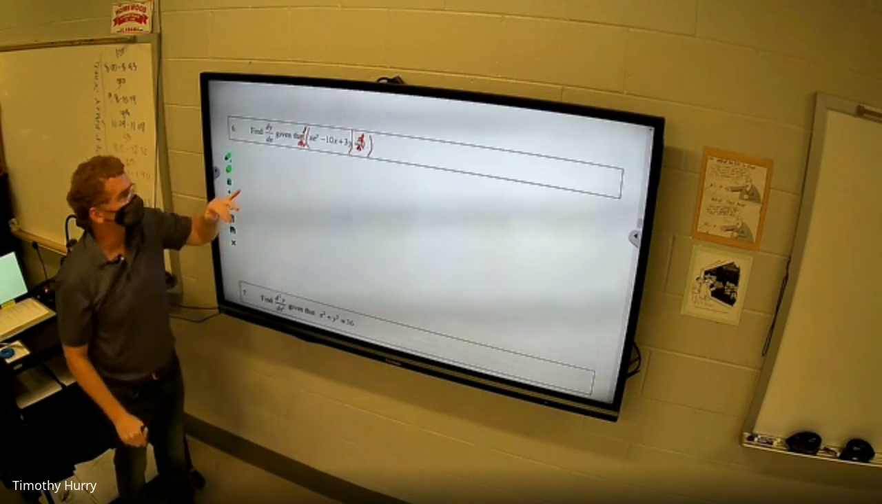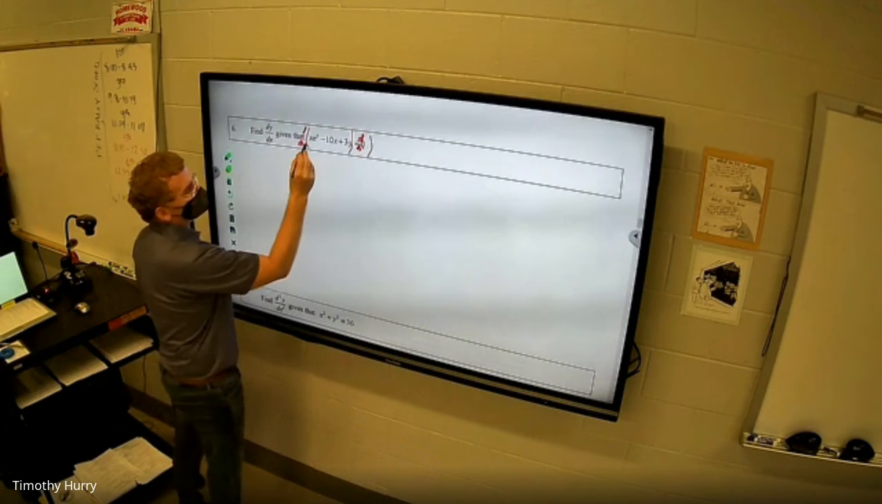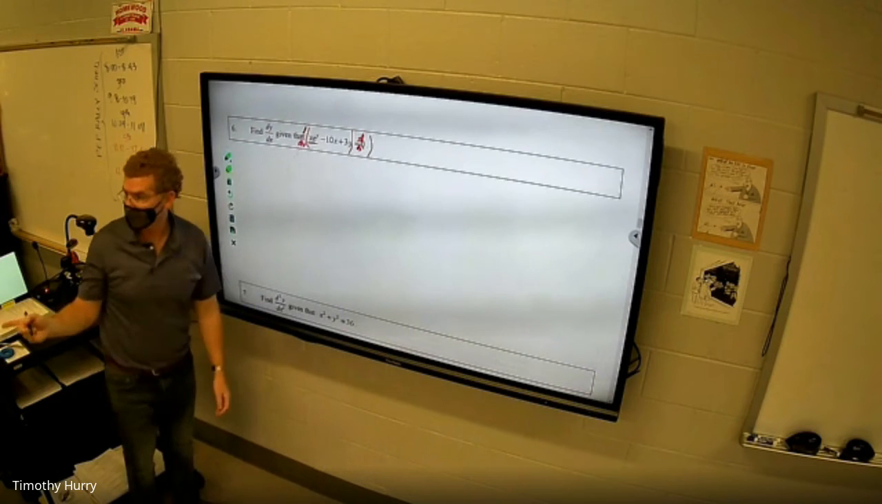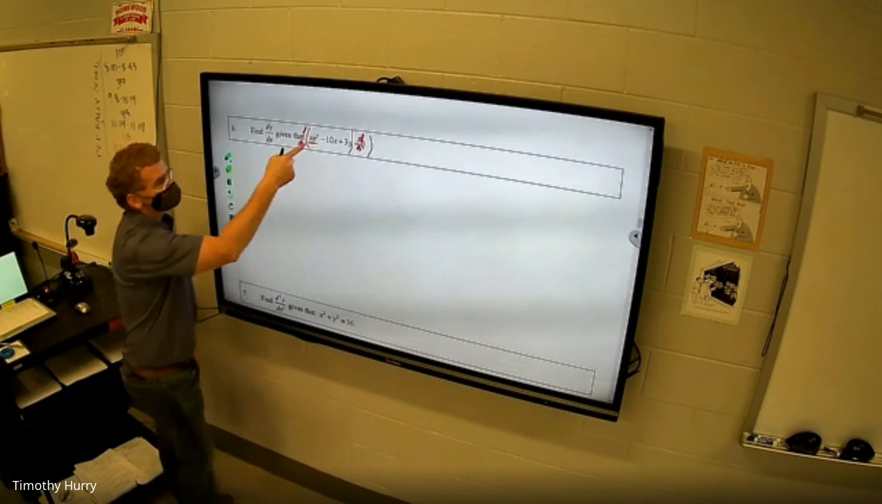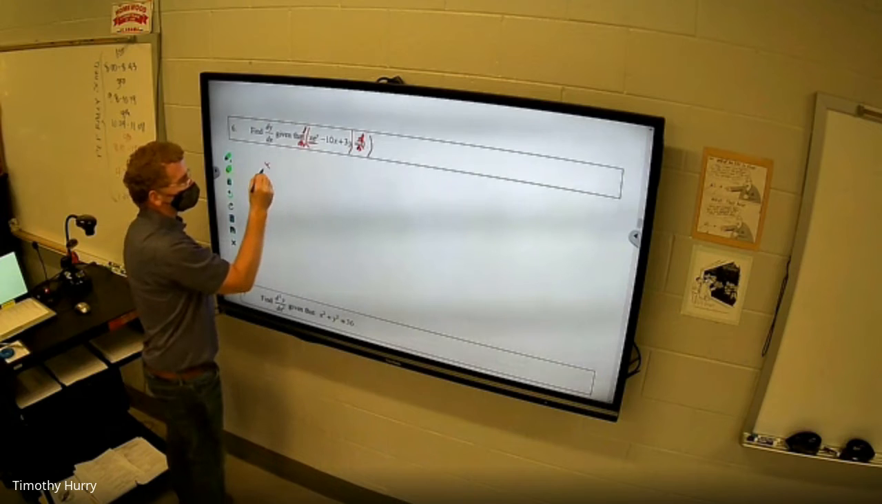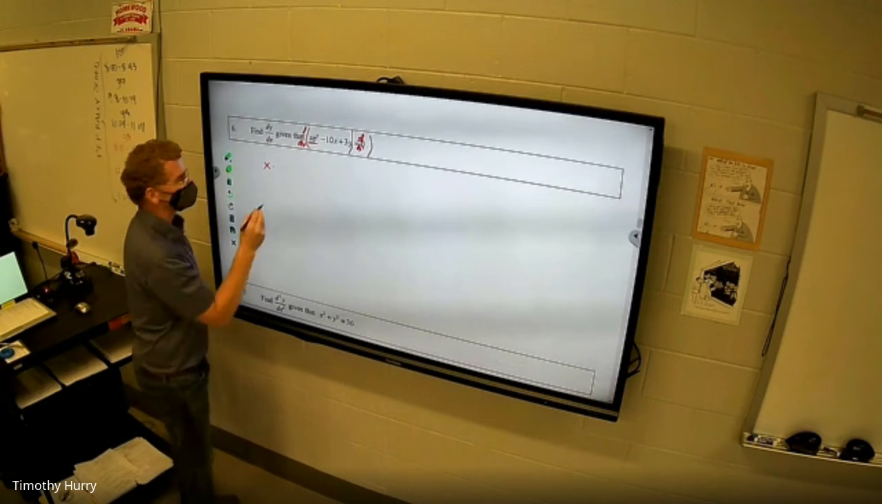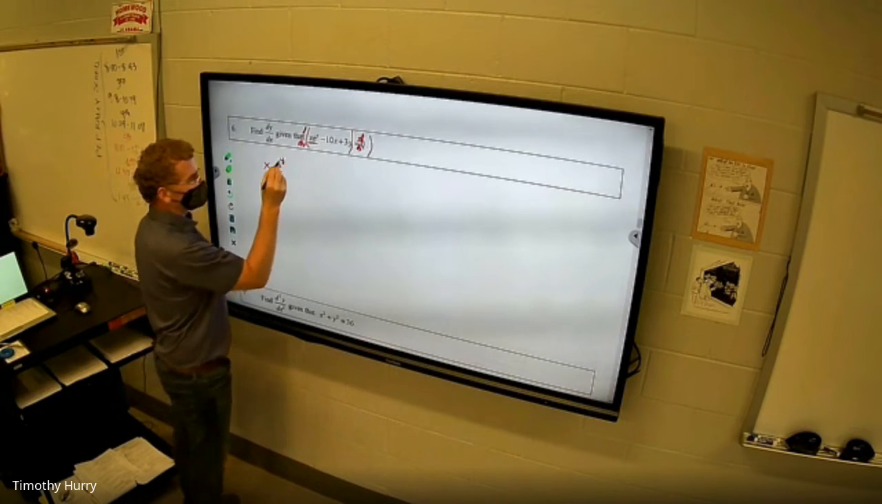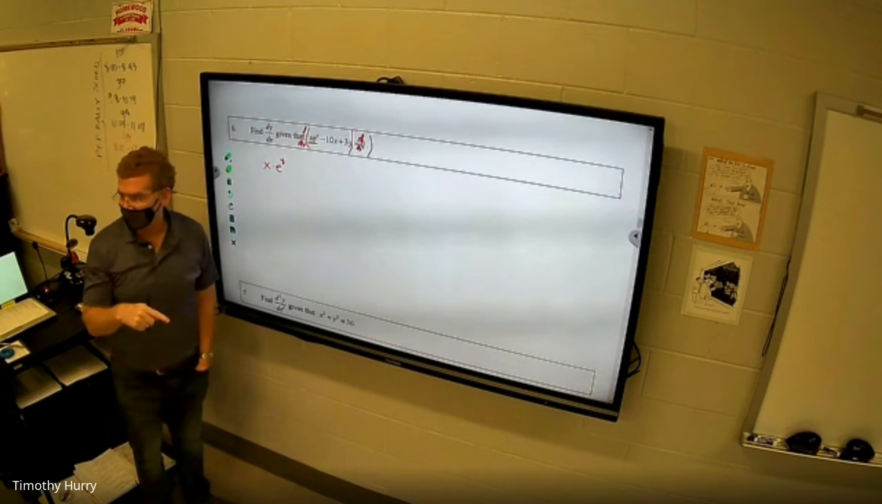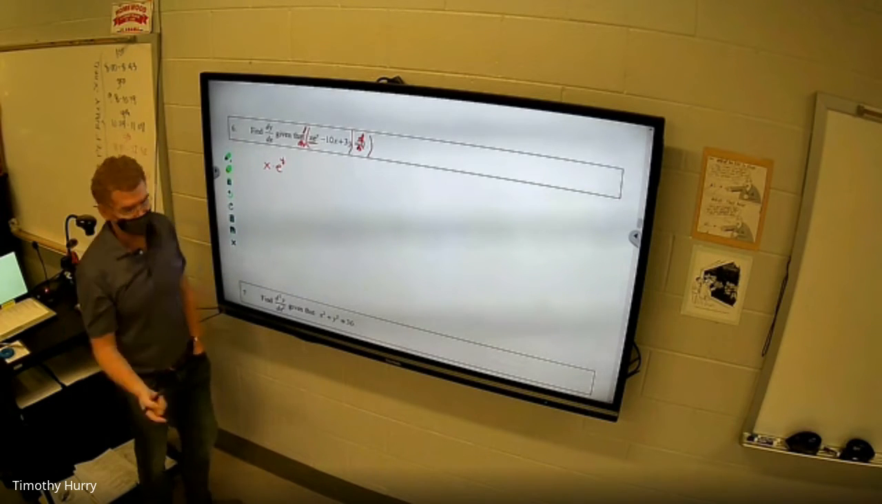So what's the derivative of the first part? What do you see right here? Good. Product rule. So here we go for just this part. First times the derivative of the second. How do we take the derivative of an e to the blah? E to the blah times the derivative of the blah, which is dy dx. Good.